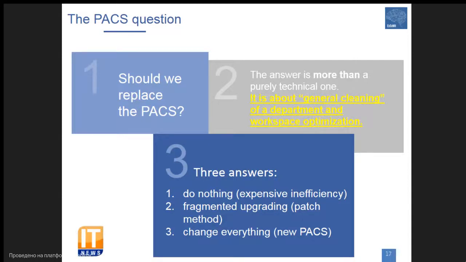It is also about organizing the workflow, organizing the processes, and general cleaning of the department, of the workflow. Every IT system comes only after structuring the business processes, after optimizing the workflow. This is the most important, because with installing a new IT system, you may even make the processes worse if they have not been standardized before implementing the PACS or any other information system.